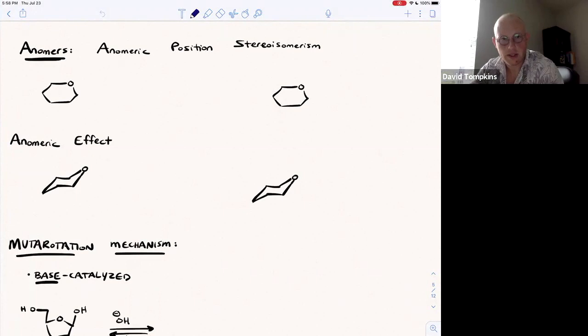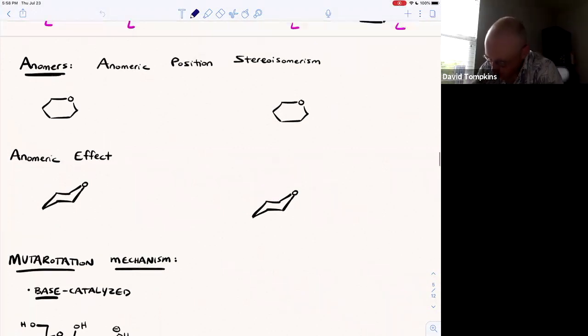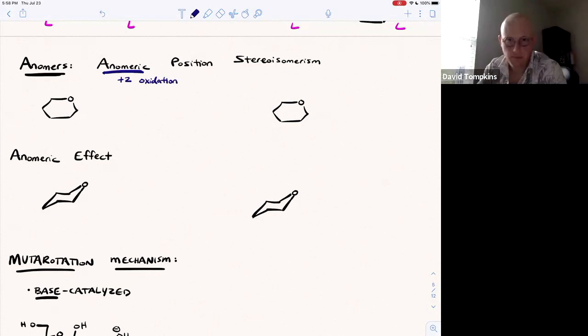Okay, so in this lecture now we're going to talk about the newly formed stereocenter upon cyclization of a carbohydrate such as glucose. And that stereocenter is known as the anomeric carbon. So the anomeric carbon can be found in the carbohydrate by remembering that it's in the +2 oxidation state, or it's the only carbon that has two bonds to an electronegative atom.